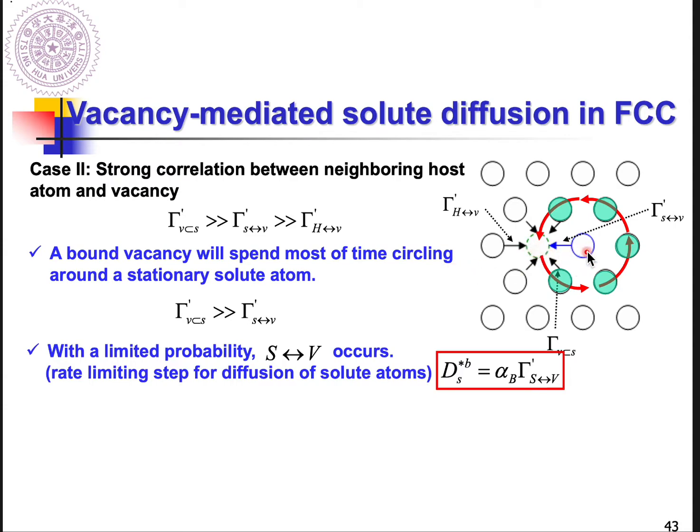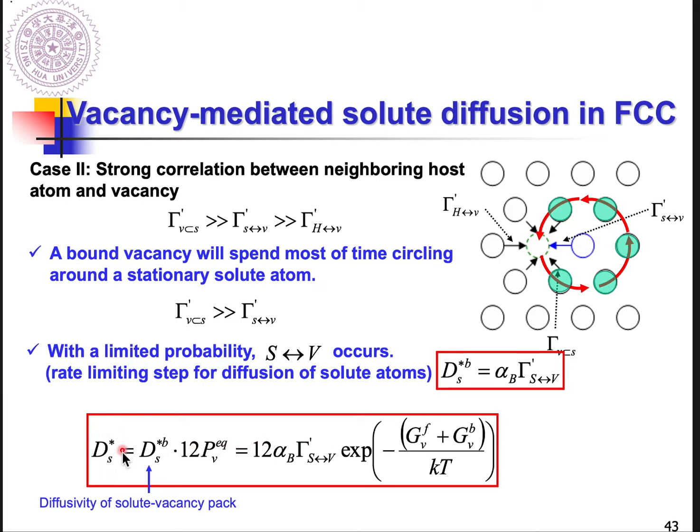For this case, the solute atom jump will be the limiting step, and alpha B is also the geometry factor related to the crystal structure and diffusion mechanism, correlation factor, and so on. So in this case, we want to write down the self-diffusivity for this solute atom, and it can be expressed like the atomic fraction of the solute and vacancy you can find in these materials, and also the diffusivity for this solute-vacancy pair. And the probability term, as we mentioned, the PV is the probability you can find the vacancy, right?